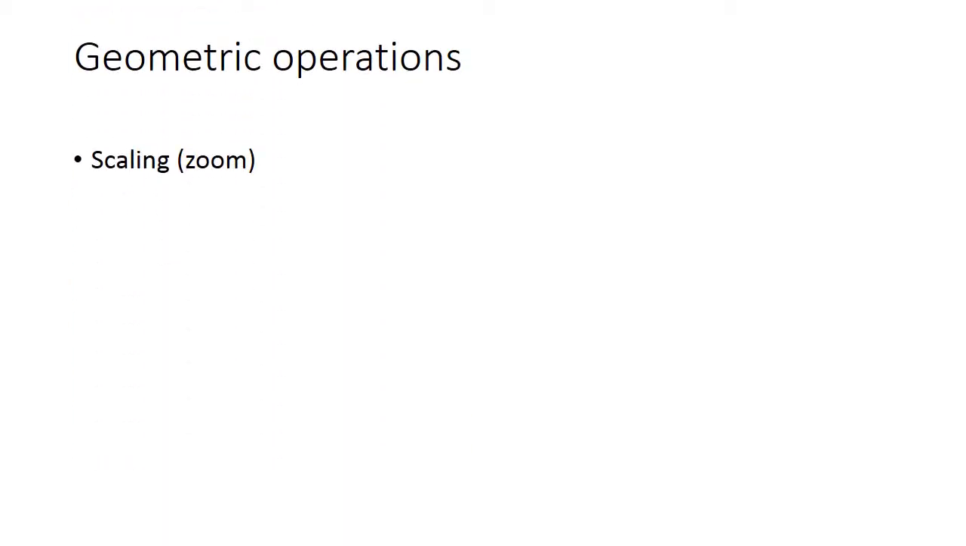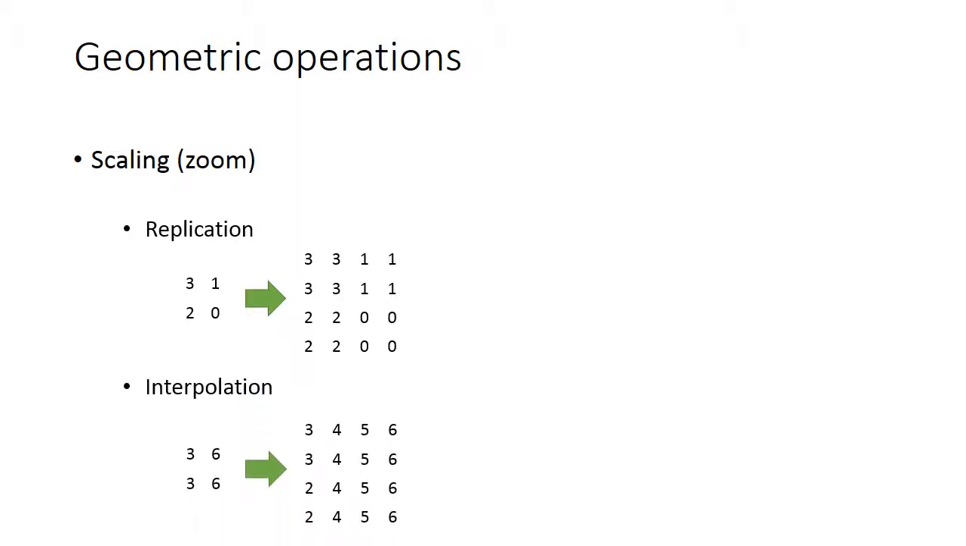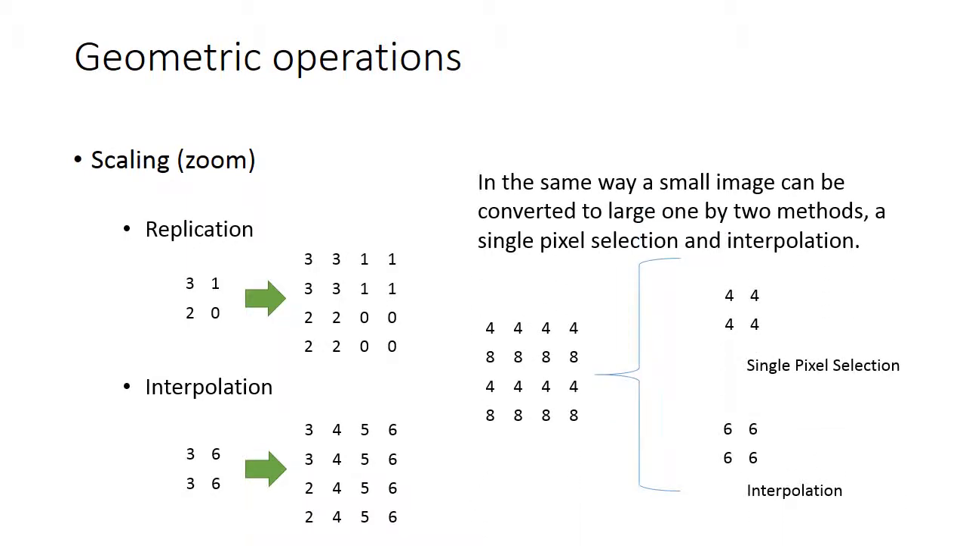For the geometric operations, we have the scaling or the zoom. There are two ways to do the scaling: as a replication, that is when the picture looks pixelated, and by an interpolation, that is when the picture looks smoother. In the same way, a small image can be converted to a large one by two methods: single pixel selection, and interpolation.